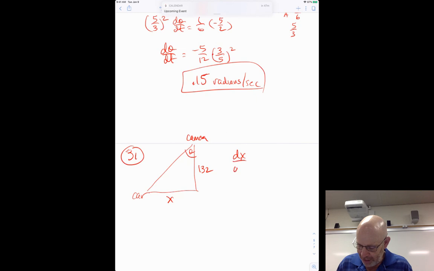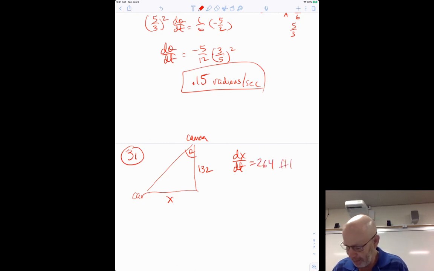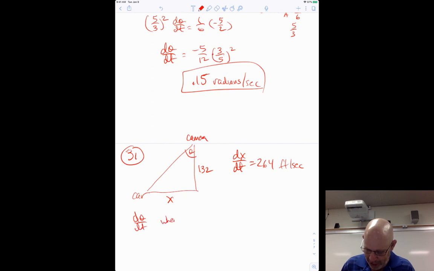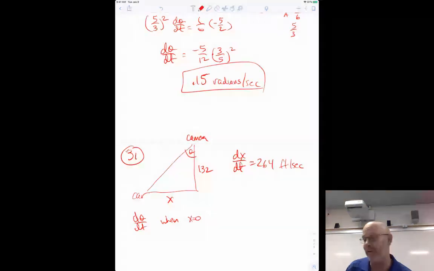So we know that dx/dt is 264, sorry. Let me clean that up. 264 feet per second. They're making the numbers nice. Actually, it makes it look worse, but they're actually going to be kind of nice. You're going to see that in a little bit. How fast will your camera angle be changing when the car is right in front of you? So we're finding dθ/dt when the car is right in front. So I guess that means x is 0, right? If the car is right in front of us.